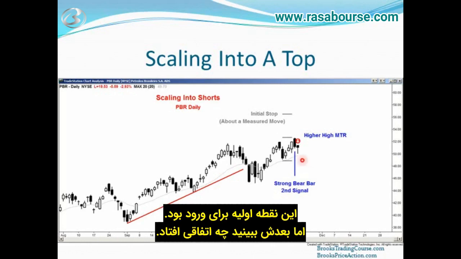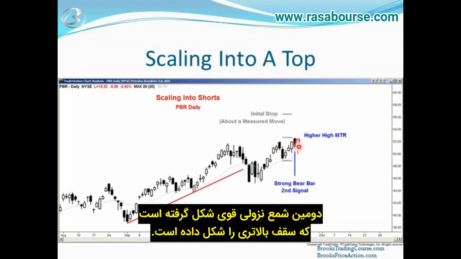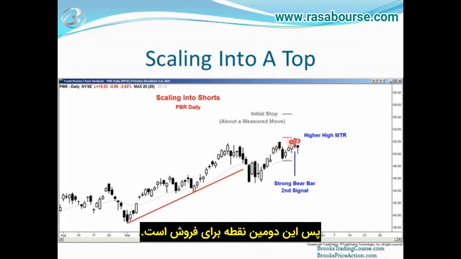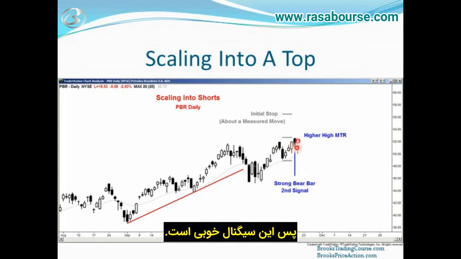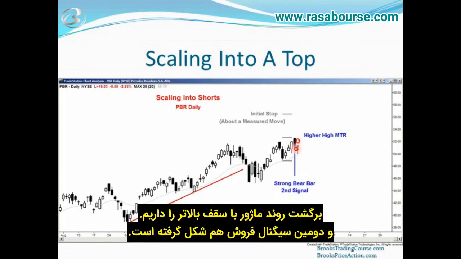Here's that initial entry. Now, however, look what happened. We have a second strong bear bar at a slightly higher high. So this is a second entry short, and it's a second signal, and there's a strong signal bar. So this is a reasonable signal. It's a higher high, major trend reversal, and a second signal short.